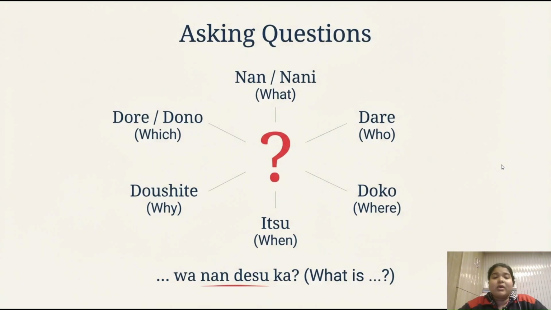Now, when we are talking about which, it's either going to be dore or dono. Now, a few examples: what is whatever it is that you want to talk about. What are you going to say? You're going to say nan desu ka? Let's say you're asking someone what is your hobby. Firstly, hobby in Japanese is known as shumi. So you're going to say shumi wa nan desu ka?